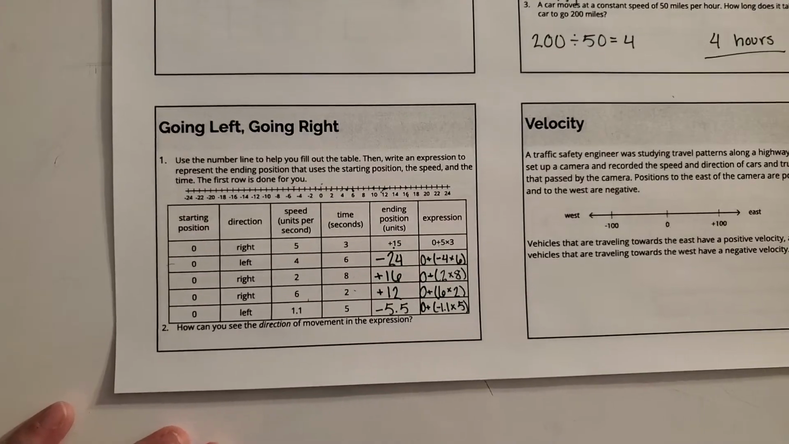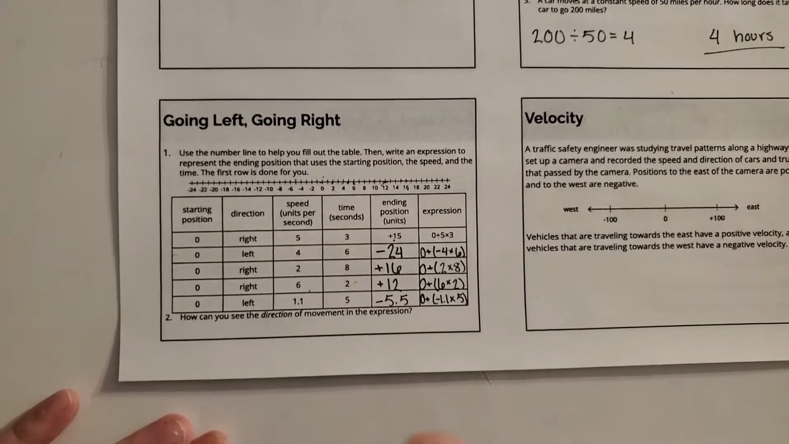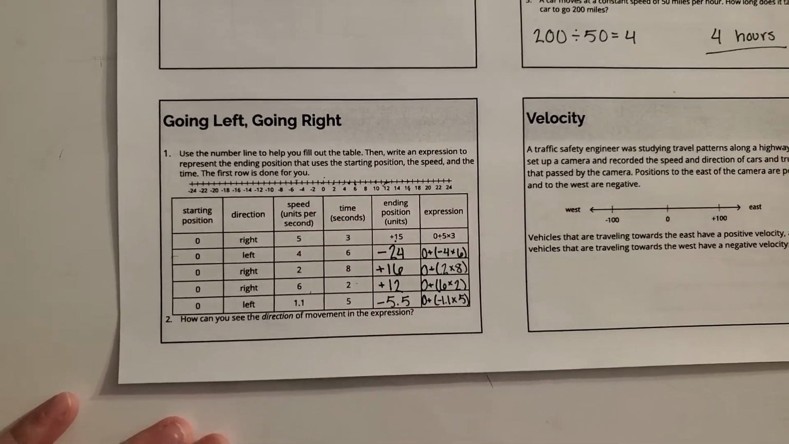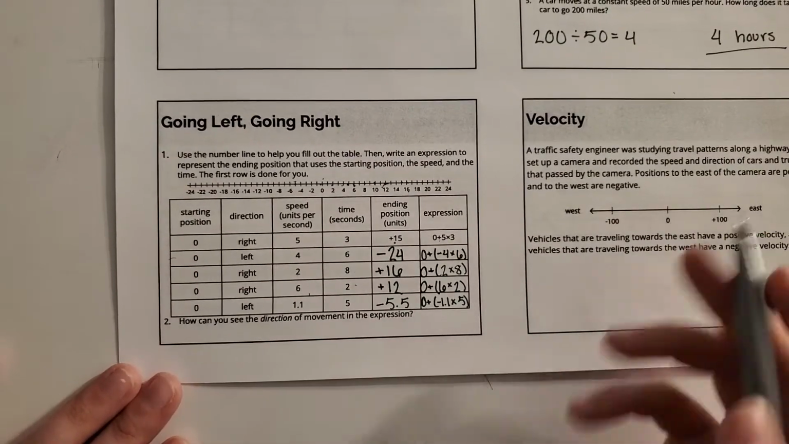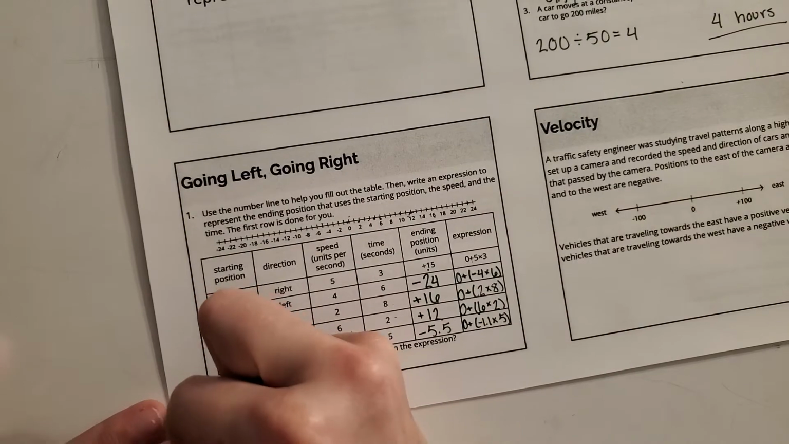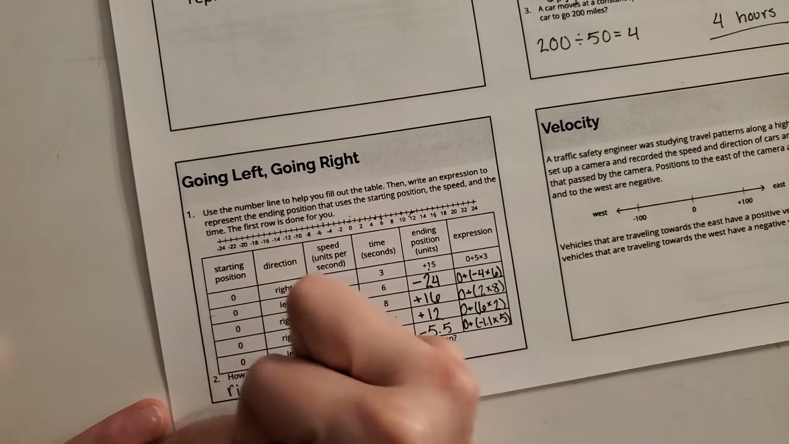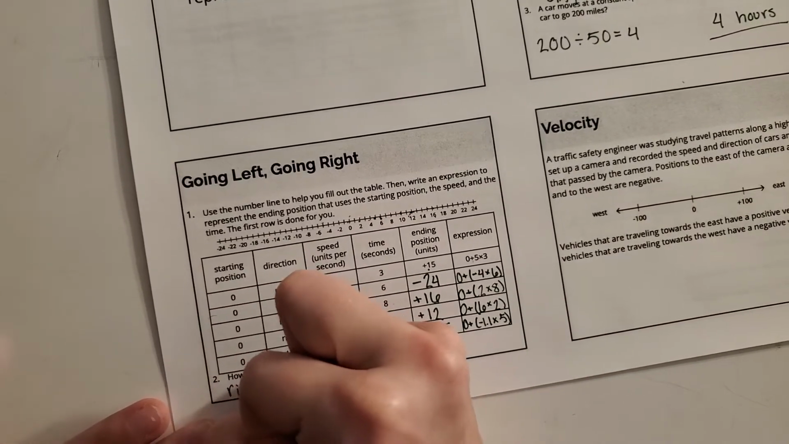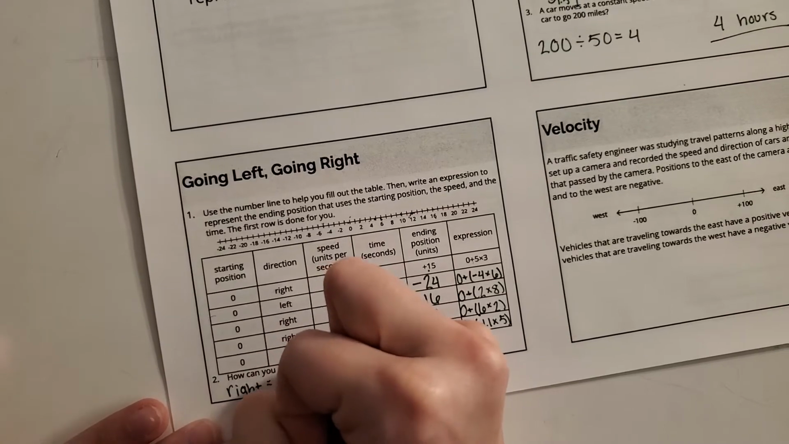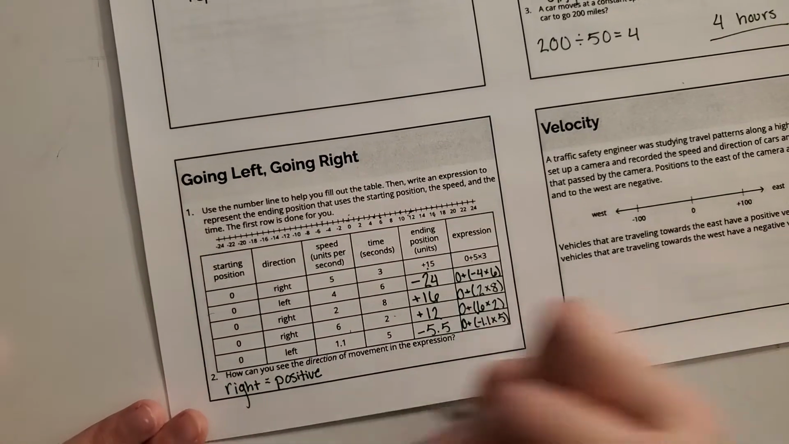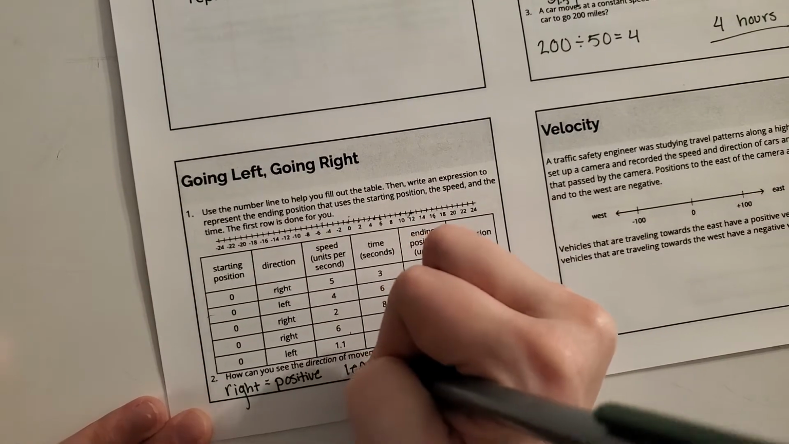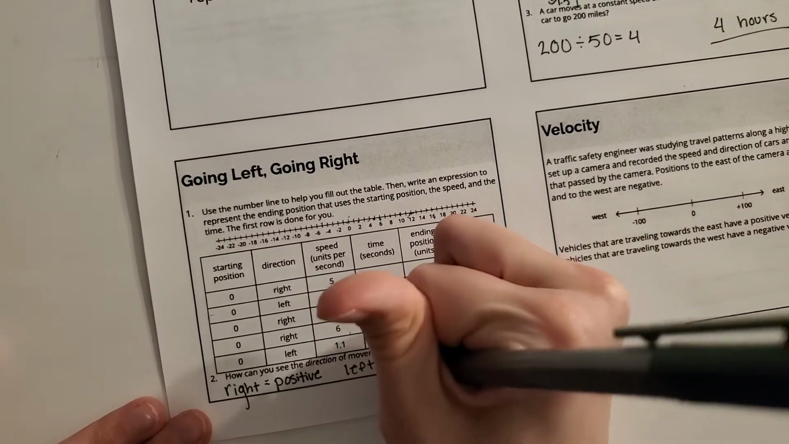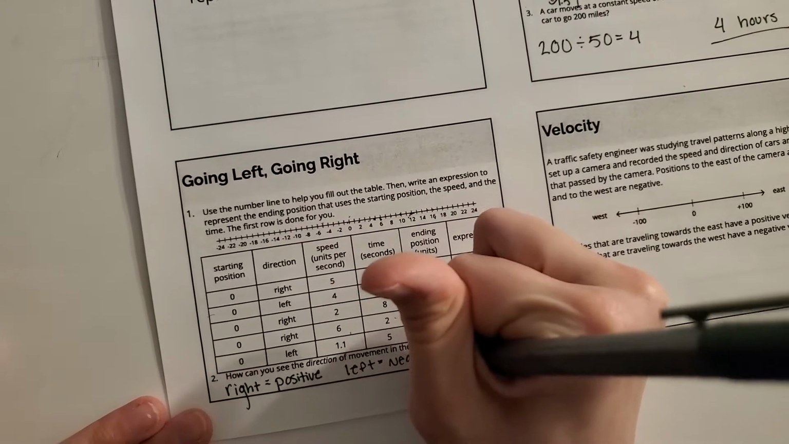Okay, so how can we see the direction of movement in our expressions? How did we see if we went to the right or if we went to the left? Well, if we went to the right, we used positive numbers to show the speed. And if we move to the left, that is shown through a negative speed, a negative number.